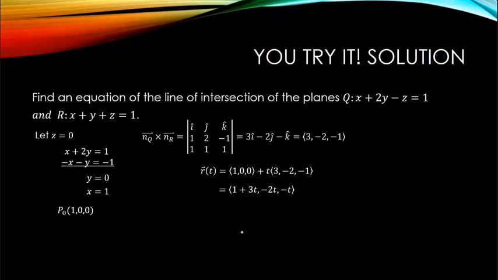This becomes the vector components 1 plus 3t, negative 2t, and negative t, where x is equal to 1 plus 3t, y is equal to negative 2t, and z is equal to negative t. Be sure and let me know if you have any questions about working with the normal vector to determine if planes are parallel or orthogonal.